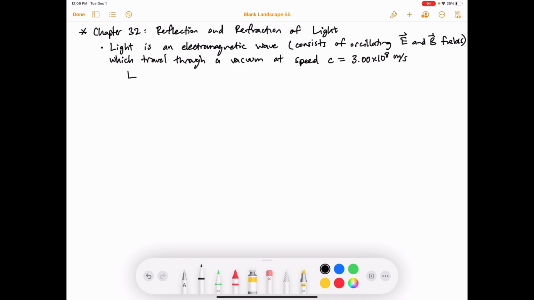But light can also travel through materials, such as glass. So in materials, light travels more slowly. And the way we quantify this is we say the speed of light in a material, v, is equal to the speed of light in a vacuum, c, divided by n, where n is what we call the index of refraction of the material.